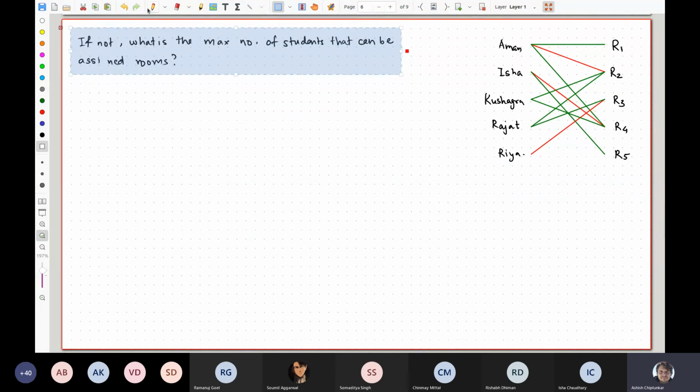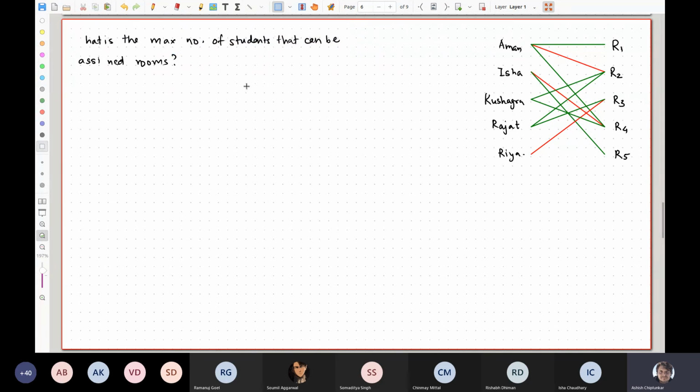Forget the "if not" part, irrespective of whether everybody can be assigned or not. My question still remains the same. What is the maximum number of students that can be assigned rooms? Meanwhile, you can just stare at this diagram and figure out what the maximum number of students is. Anybody?